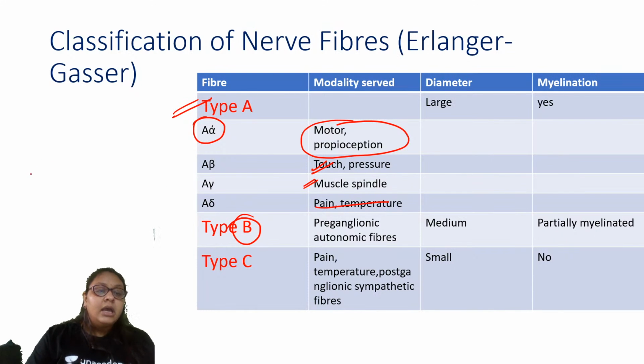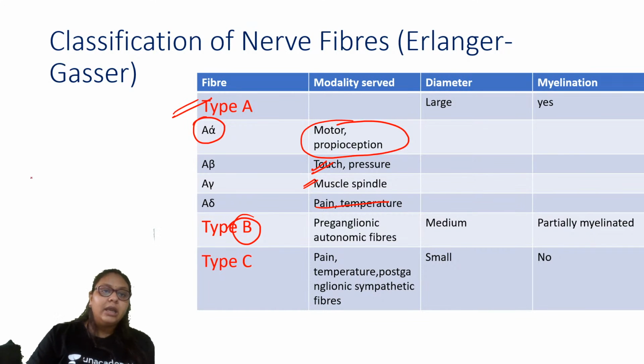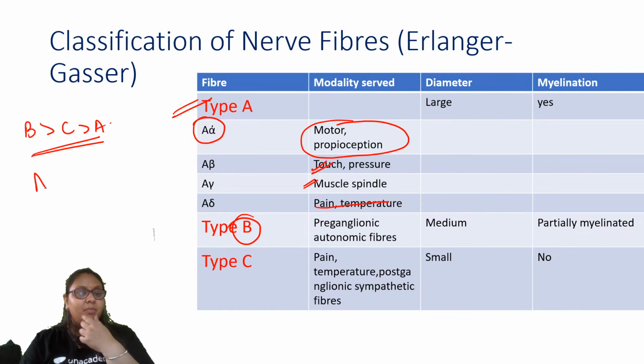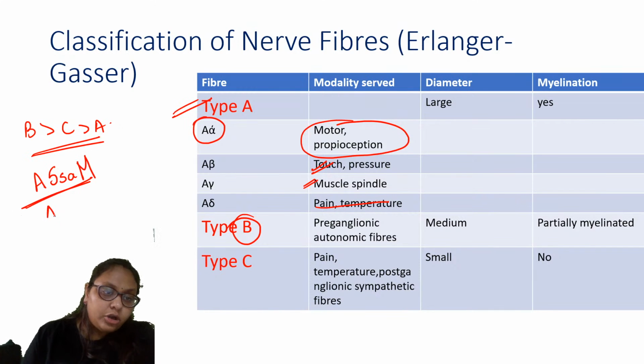Can you tell me what type of impulse is lost first? Is it motor, sensory, or autonomic? What is the sequence in which these impulses are lost? Dr. Kunal, Dr. Siva, can you tell me? I told you the fiber sequence, that is B, C, A. But first, what is lost? Remember, it is autonomic.